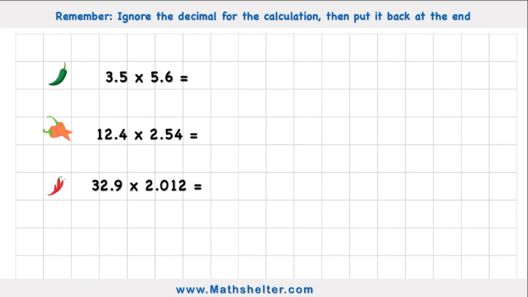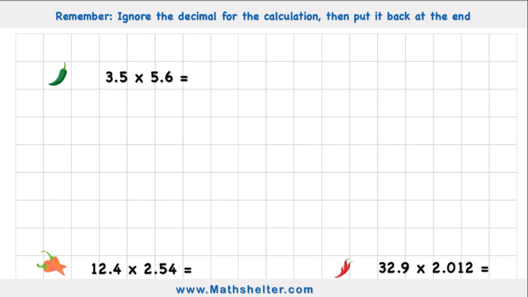And let's start with this reasonably easy green chili challenge. So we have 3.5 times 5.6. So what we're going to do is, just like before, we're going to set up our column multiplication. I'm going to put my titles on, ones and tens, and what I might have needed are my decimal and my tenths, and I would put 3 ones, decimal, 5 tenths.